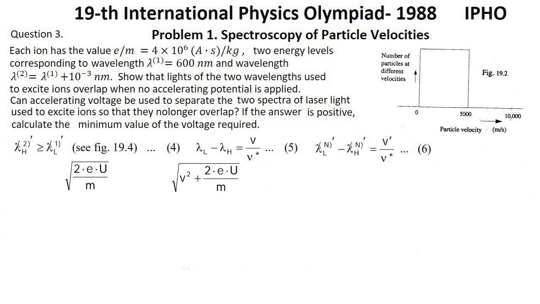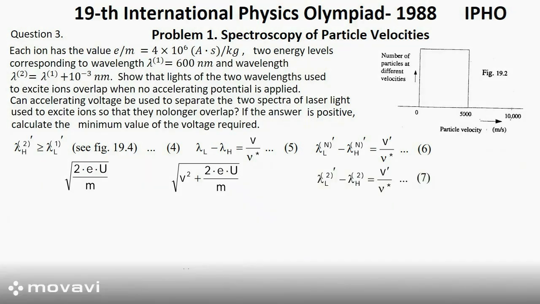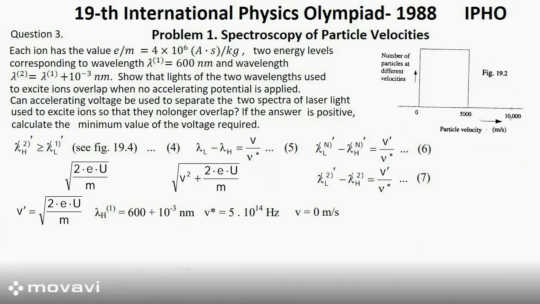Let us take up the second energy level, the lower energy level of the two, of the ion first. Lambda L2 prime minus lambda H2 equals v prime over nu star. Expression 7. Substitute v prime equals square root of 2 eU over m, lambda H1 equals 600 plus 10 to the power negative 3 nanometers, nu star equals 5 times 10 to the power 14 Hz, v equals 0 meters per second. So lambda H2 prime equals 600 plus 0.001, multiplied by 10 to the power negative 9, plus square root of 2 eU over m divided by 5 times 10 to the power 14 meters.